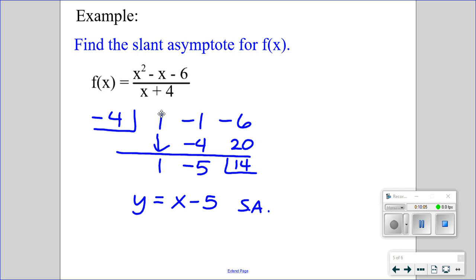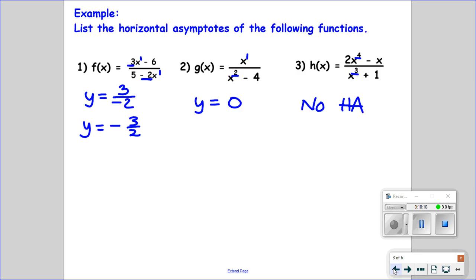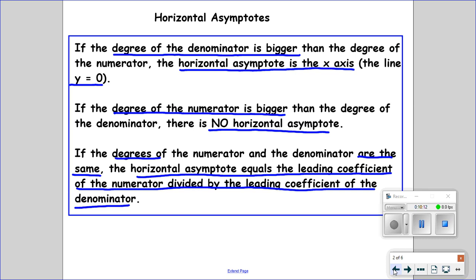We will definitely practice this in class, but it's also a good idea to study these 3 rules, okay, because you'll want to remember these.